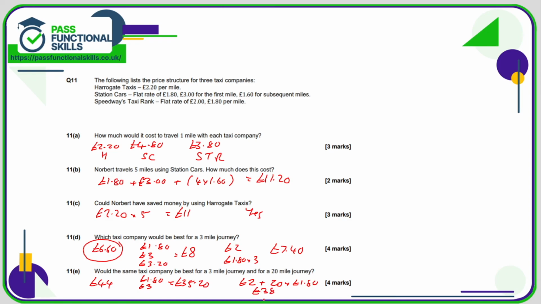So we can clearly see that the Harrogate taxis were cheapest for the short journeys, but for a longer journey, the cheapest company is indeed the middle one, which is station cars.